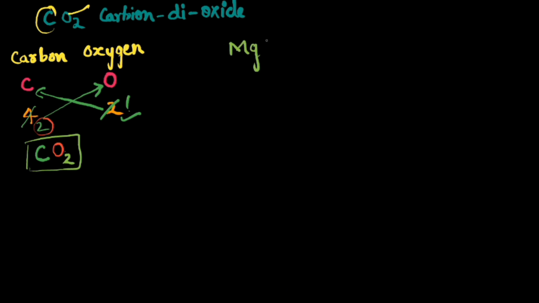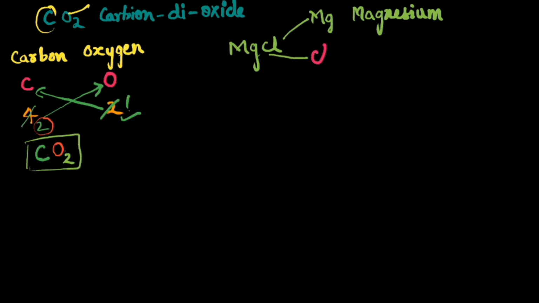Magnesium chloride. So which are the elements? One is magnesium. So this is the symbol. The name is magnesium. The second element here is Cl. The symbol is Cl. The element is chlorine. You need to write the symbols Mg and Cl.